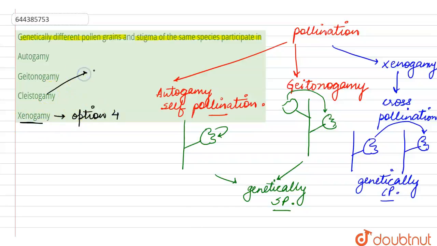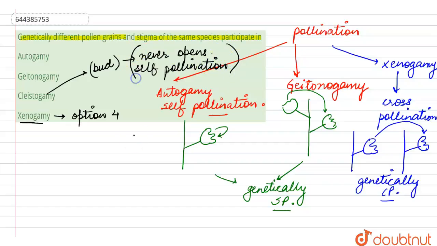While when we talk about cleistogamy, that means the flower is in the bud stage. So this is a type of flower which never opens. So it has to undergo self-pollination always between the anther and stigma of the same flower because there will be no opening of the bud, right? So we can mark 1, 2 and 3 as wrong answers, while the only right option here is option number 4.